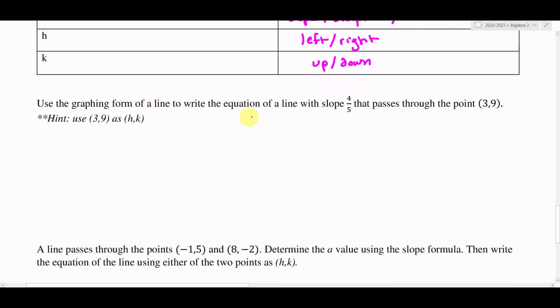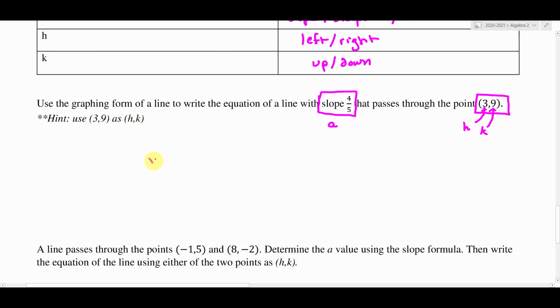All right, so it says use the graphing form of a line to write the equation of a line with a slope of 4/5. So they're giving us a slope. Remember, that's the equivalent of giving us an A value, right? We figured that out with our experimentation in Desmos, and it has to pass through the point 3,9. And we can guarantee that it passes through the point 3,9 by making 3 our H value and making 9 our K value. And I give you that hint here, right? Use 3,9 as your new locator point.